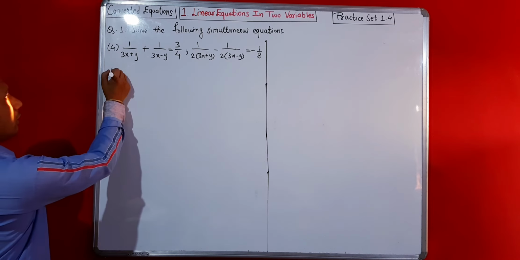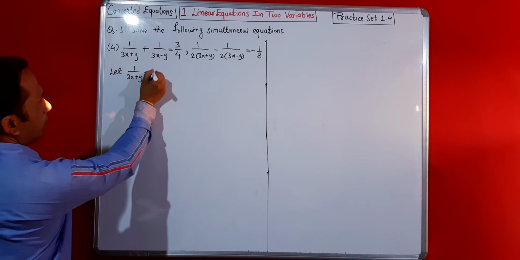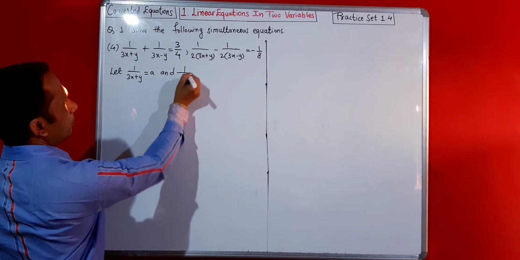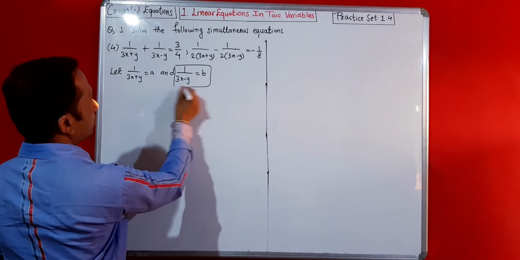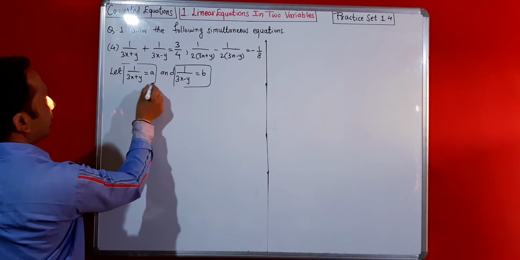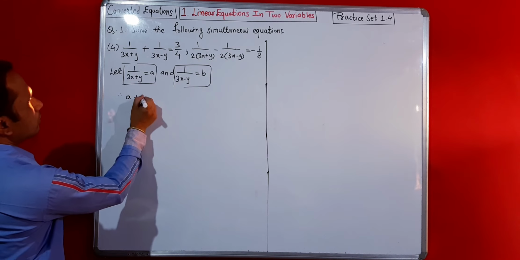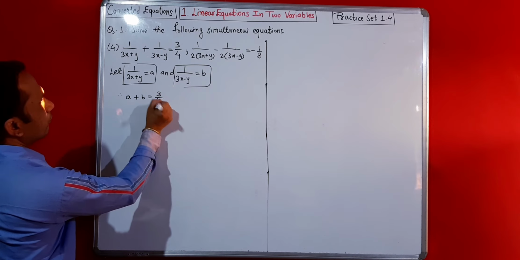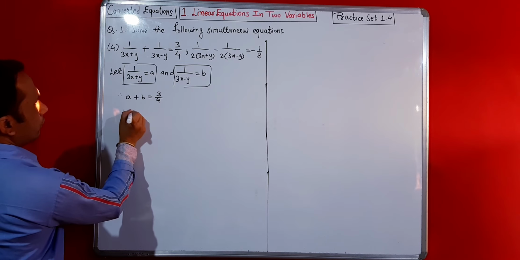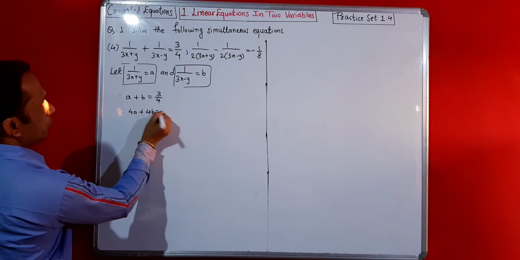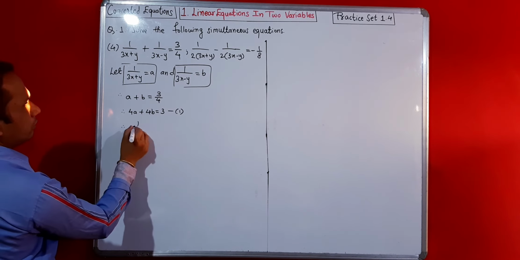So we have to consider 1 upon (3x plus y) is equal to a and 1 upon (3x minus y) is equal to b. Just consider this. I'm just putting the brackets because I have written very close. Therefore a plus b is equal to 3 by 4. Therefore 4a plus 4b is equal to 3. This is equation number 1.